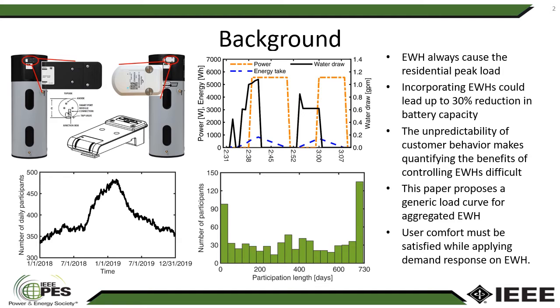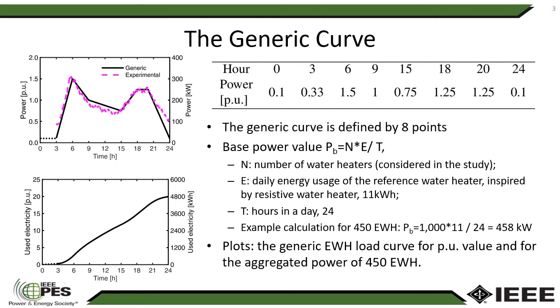The experimental data was from a project run by Smith and Lowe's during a period of 2 years with more than 800 users. The generic load curve was defined by 8 points based on the experimental data. The generic load curve can be applied to any number of water heaters, and shown together on the power curve are examples for 450 water heaters.